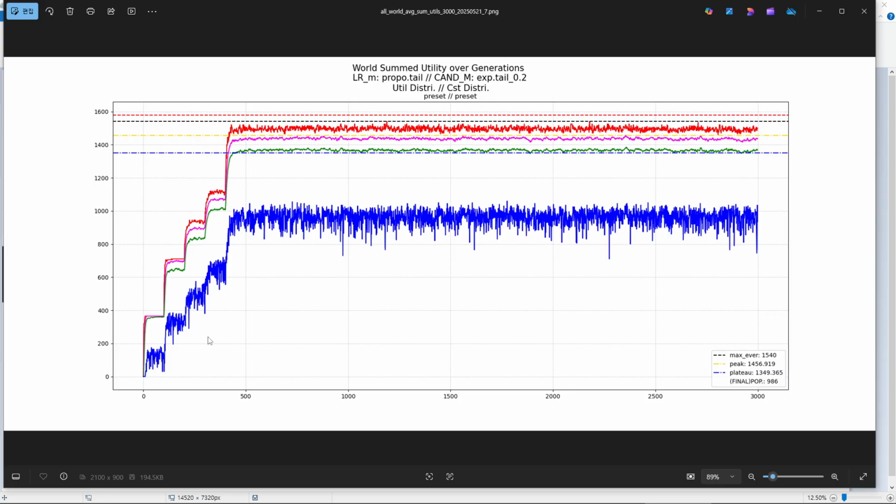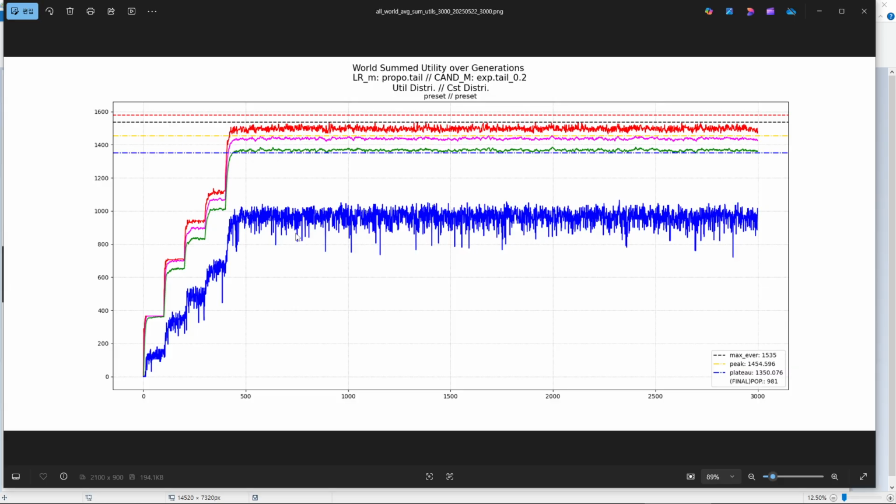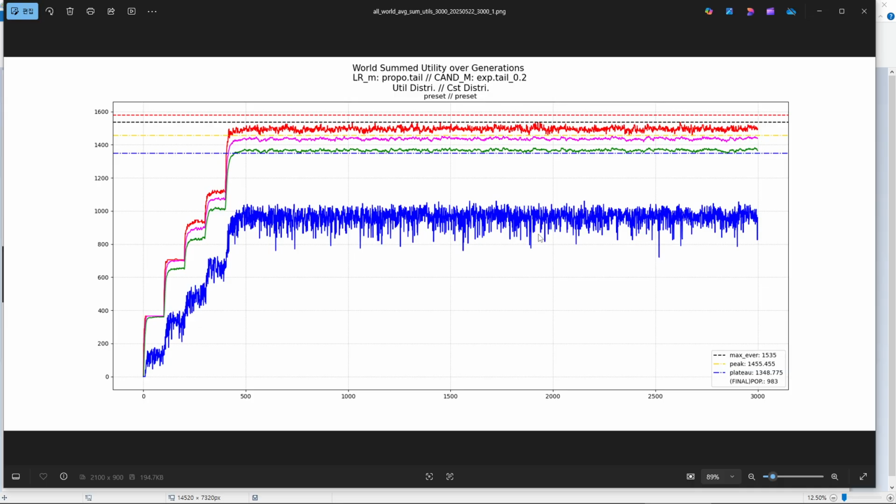Because of the bias that may have stacked up before in the previous eras. And it's not like when the generation is set to 3000, I'm guaranteed to have 1540, because I don't. As you see here, the maximum ever was 1535 in the 2600 generations that were given. There were no entities that actually ever hit the true ceiling. Same here as well.